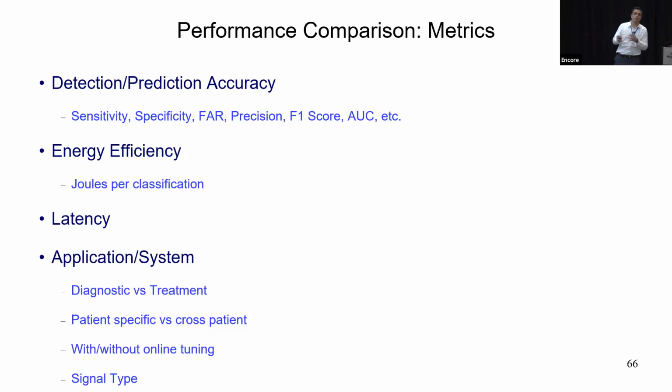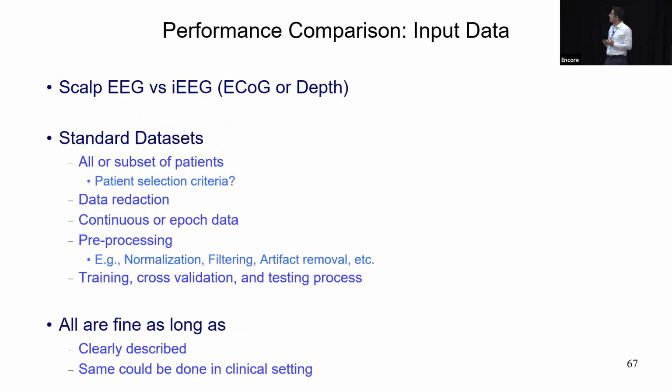When we are comparing, we check if the device is diagnostic or for treatment, meaning that it has certain blocks for stimulation as well. Or if it's patient-specific or cross-patient, or if it has online tuning or not. And also, of course, we need to mention what kind of signal type it has used for its performance evaluation. However, while these parameters are clearly defined, there are certain inconsistencies that have hindered the advancement of our field. So I would like to talk about those problems in a couple of slides and how we can actually improve things.